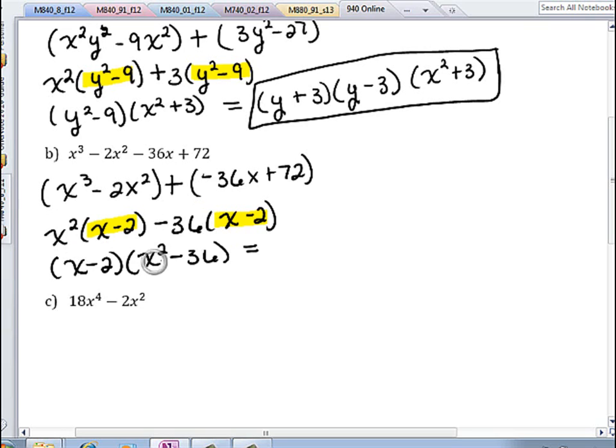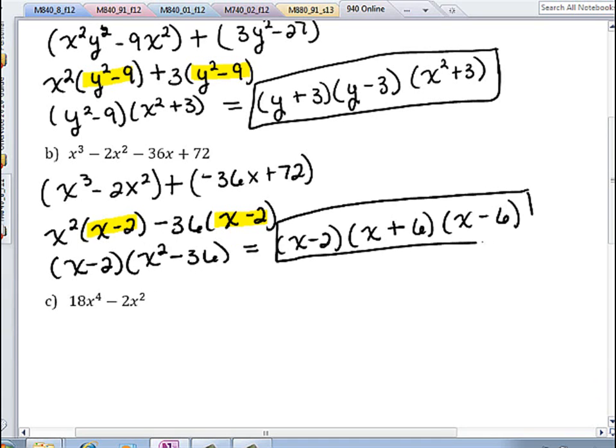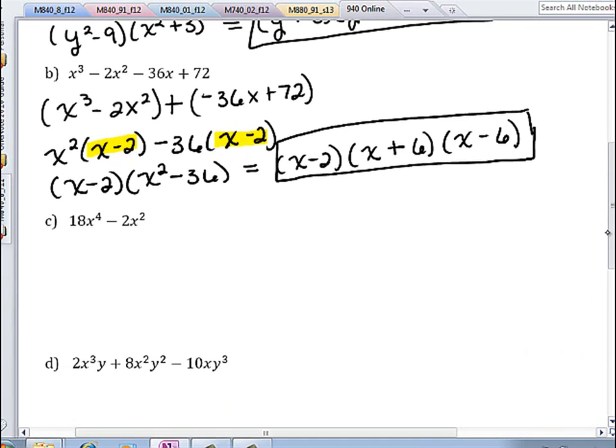And again, x squared minus 36 is the difference of 2 perfect squares, so we can factor that. So that's x minus 2 times the quantity, take the square root of x squared, that's x, and then plus the square root of 36 is 6, and then the other factor is x minus 6. So this one factors as x minus 2 times x plus 6 times x minus 6.